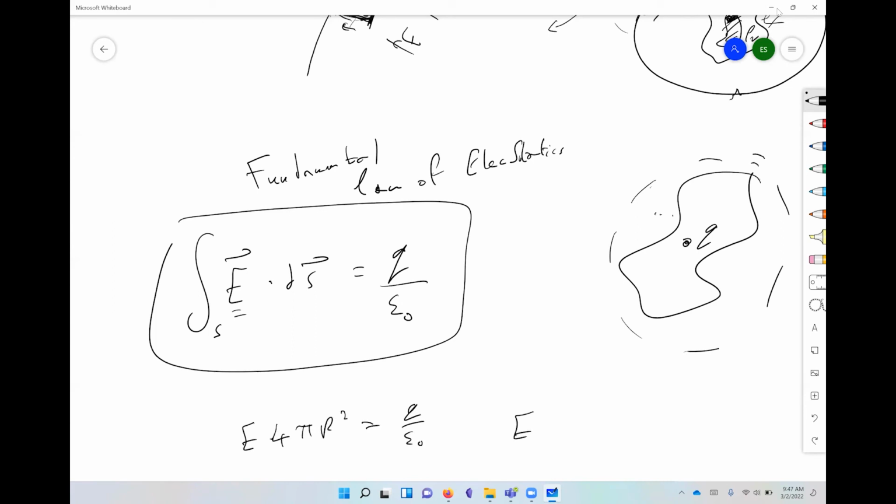And this instantly gets me Coulomb's law. E equals Q over 4 pi epsilon naught r squared. And that's why we introduced the funny looking 4 pi into Coulomb's law. Because we were not thinking about Coulomb's law. We were thinking about Gauss's law as being fundamental, and then deriving Coulomb's law from Gauss's law.